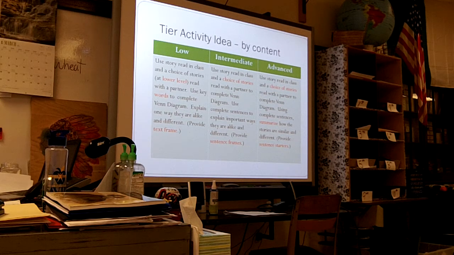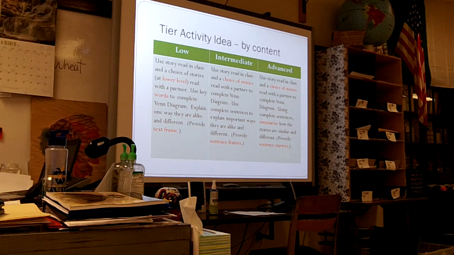If you want to step it up, same thing. Choice of stories. Read with a partner to complete the Venn diagram. So you are letting them choose the story, you're letting them read, and they're going to complete the Venn diagram. Complete sentences to explain important ways they are alike and different. You can still give them sentence frames. Sentence frames are always a good point, especially for not just language learners. I'm the kind of person, I need a place to start. Then have them summarize how the stories are similar and different. So we move from how are they alike and different to summarize how the stories are alike and different.